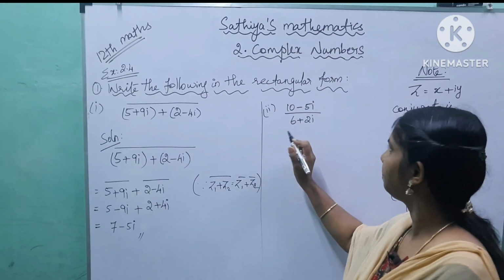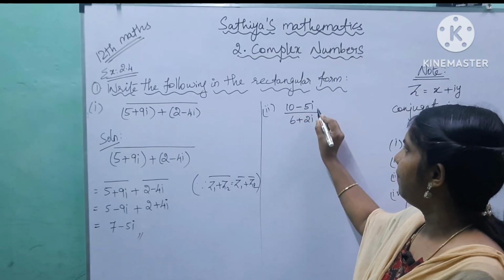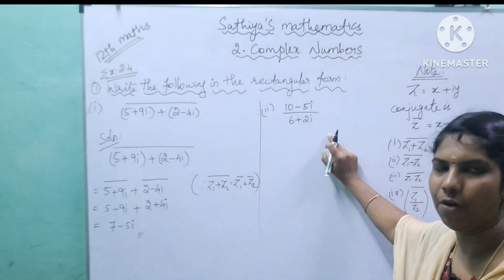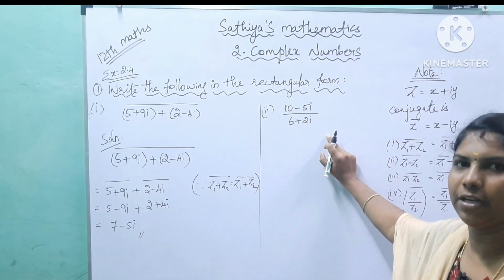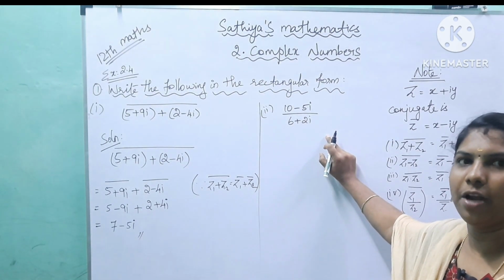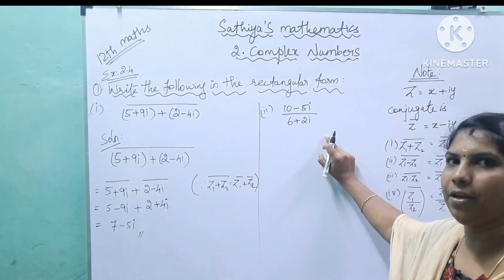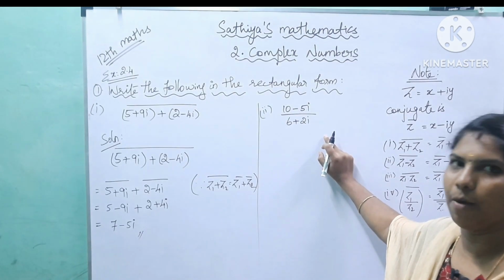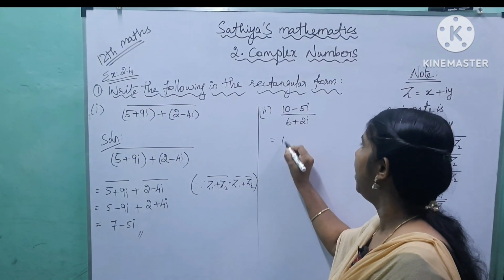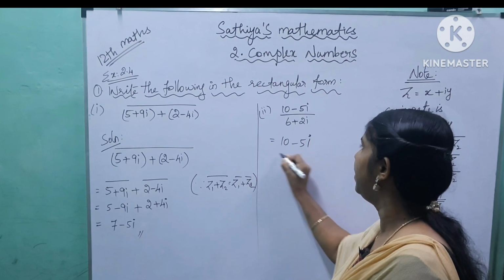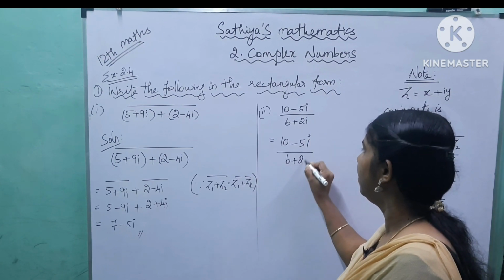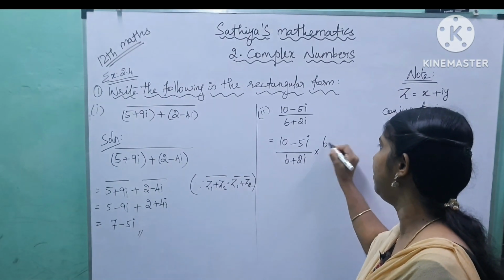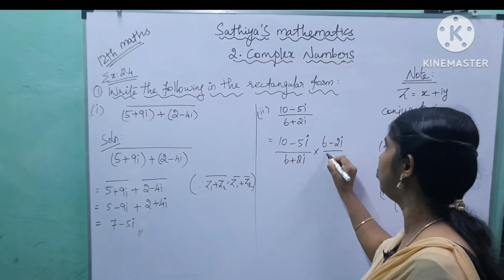Second subdivision: 10 minus 5i divided by 6 plus 2i. They have asked us to write this in standard form or rectangular form. For standard or rectangular form, the denominator should not be a complex number. So if the denominator is a complex number, we should multiply and divide by the conjugate of the denominator. The denominator is 6 plus 2i. The conjugate is 6 minus 2i. So multiply and divide by 6 minus 2i.